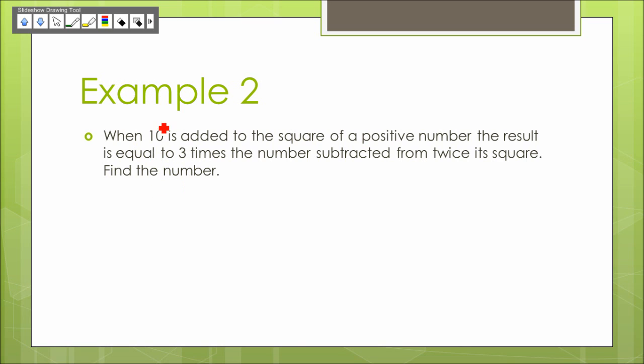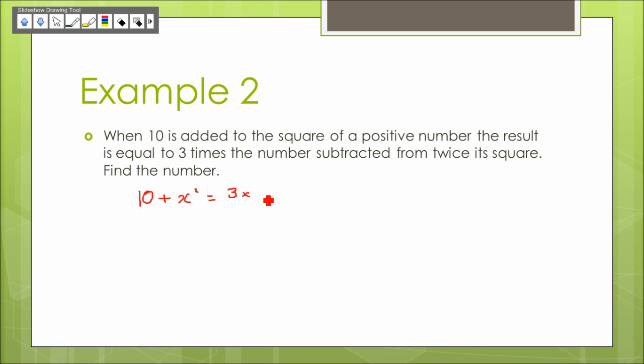So first of all, we've got the number 10. So 10 is added, okay? So addition to the square of a positive number. Now we don't know what that number is, so let's just call it x. So the square of x, or x squared. Now the result, or equals, it is equal to 3 times the number, so 3 times that same number, or 3 times x, subtracted from twice its square.